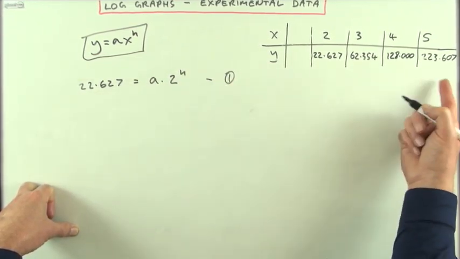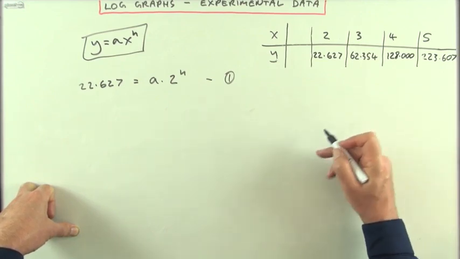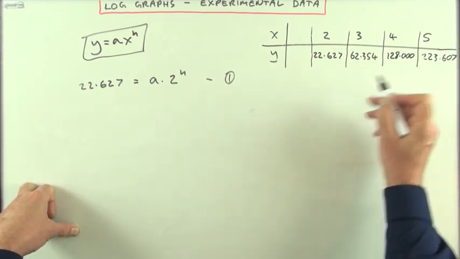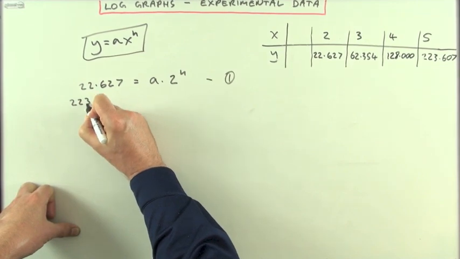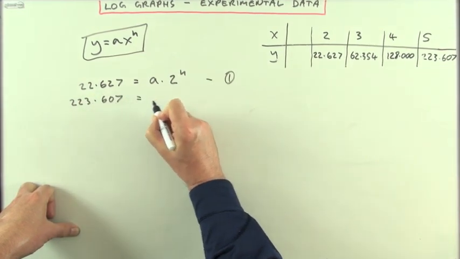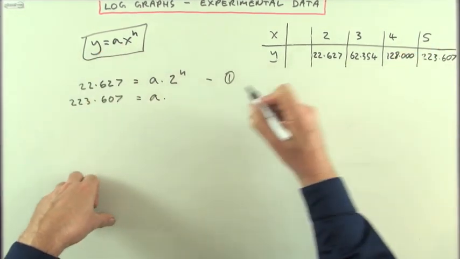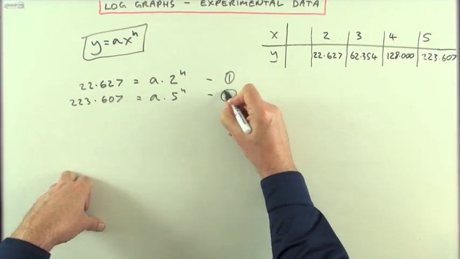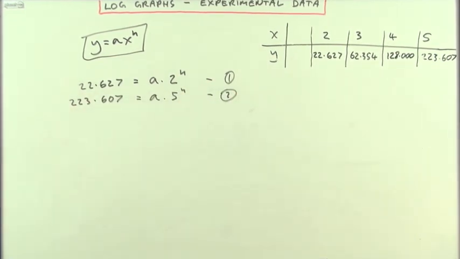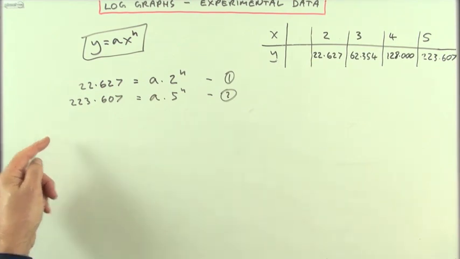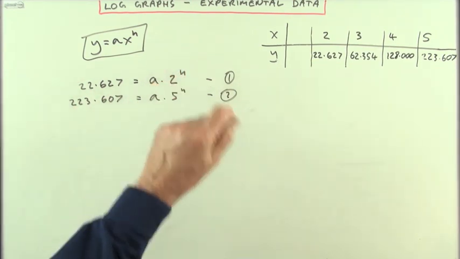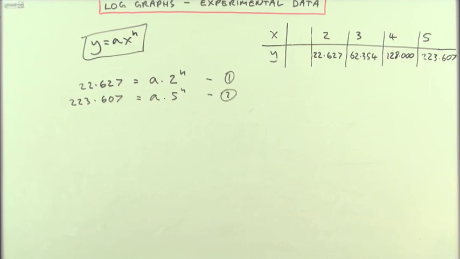Picking some other one, may well be the first and the last, it all depends which points lay best in the graph. To get 223.607, I would have had a times 5 to the power n. Now I've got two simultaneous equations. Two equations that have to be satisfied by the same values of a and n. And the technique here isn't a substitution or an elimination.